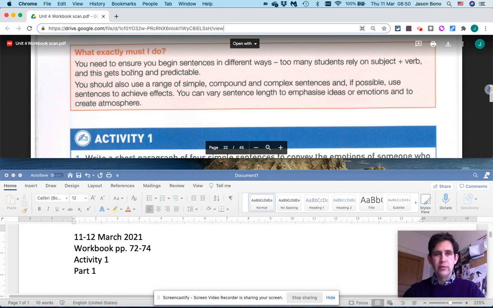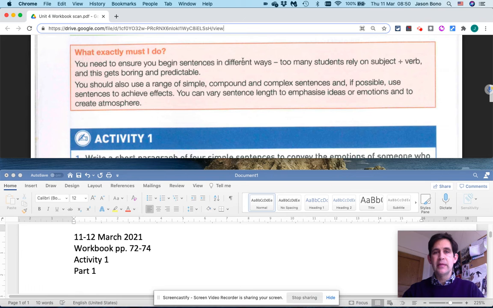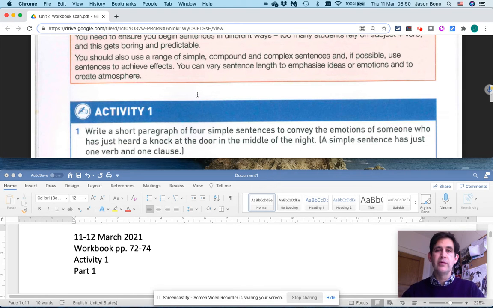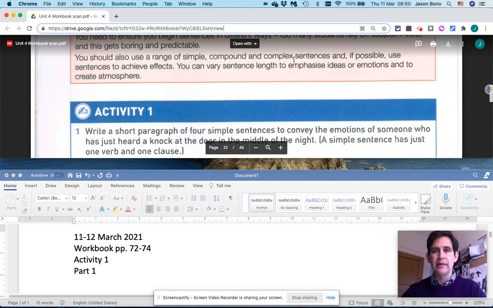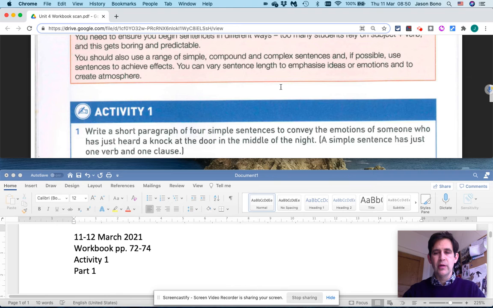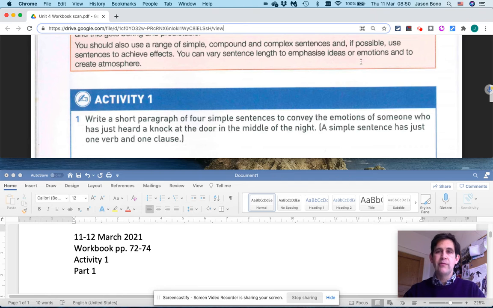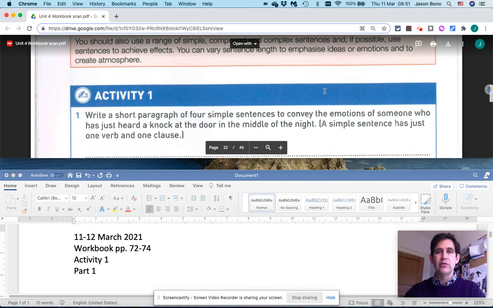So, what do you need to do? You need to ensure that you begin sentences in different ways. Too many students rely on subject, verb. For example, he did this, she did that, it did this. That gets, as it says here, predictable and boring. So you should use a range of simple, compound, and complex sentences. If you don't know what those mean, don't worry, because you'll recognize them as we go through this. If possible, use sentences to achieve effects. We'll talk about what that means. You can vary sentence length, or change it up, to emphasize ideas or emotions and to create atmosphere.